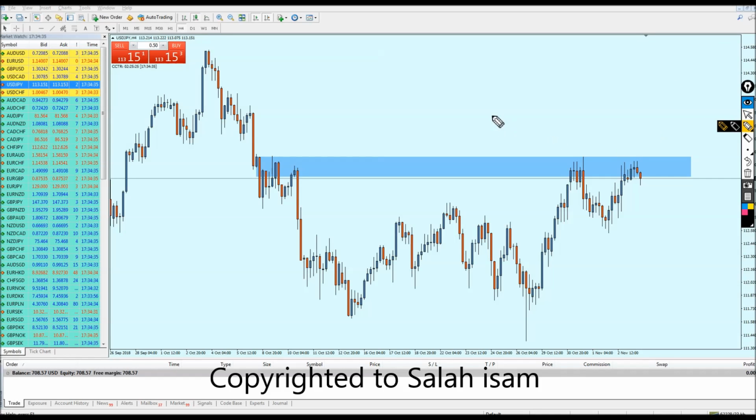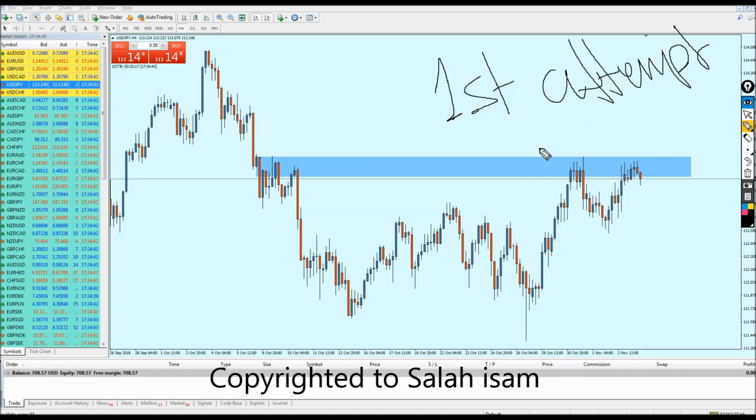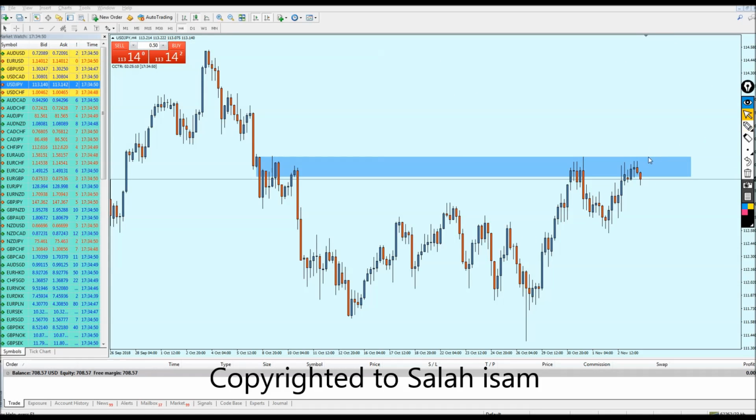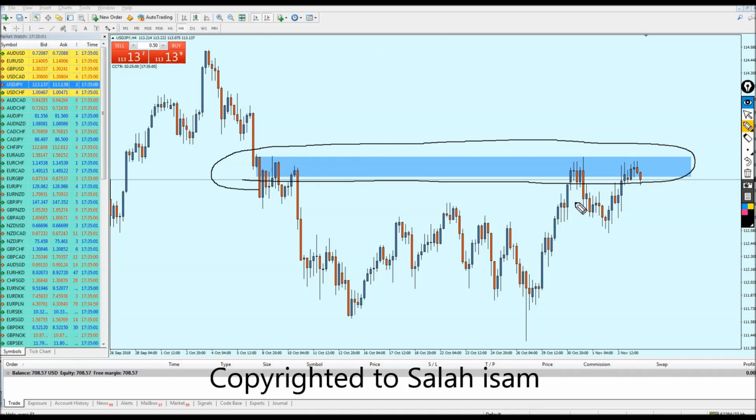Everyone should know it by now that we only trade first attempt and second attempt. Now, what do I mean by that? What do I mean by second attempt or first attempt? If we look here on this zone, how many attempts do we have of the resistance? We have here attempt number 1, number 2, number 3, 4, and 5.